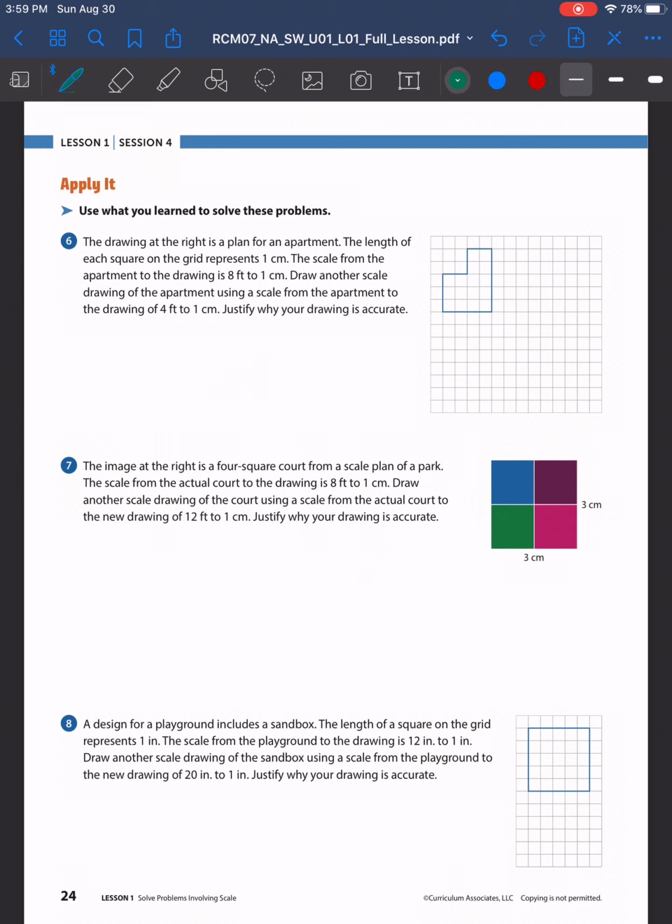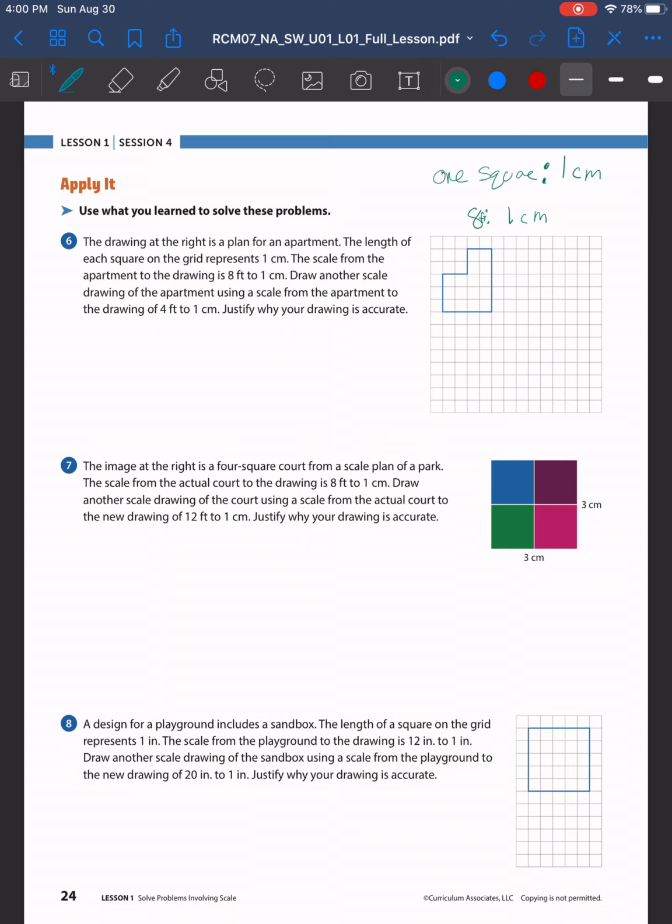Number 6. The drawing at the right is a plan for an apartment. The length of each square on the grid is 1 centimeter. Okay, it represents 1 centimeter. So this is kind of like our drawings that we did in our class. So 1 square is the same as, oh, I should make a little 2. 2, it's a nice little unit ratio. 1 centimeter in real life, okay? The scale from the apartment to the drawing is actually 8 feet to 1 centimeter.